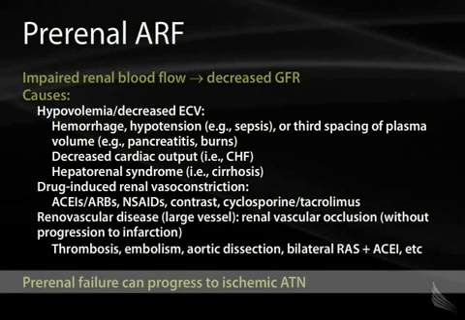Prerenal failure exists with a spectrum to ischemic ATN. In the early stages, renal tissue remains intact, and with restoration of effective circulating volume or renal blood flow, GFR will return back to normal and the acute renal failure will resolve. However, if the derangement of circulation is not corrected, this can continue to progress into ischemic acute tubular necrosis.